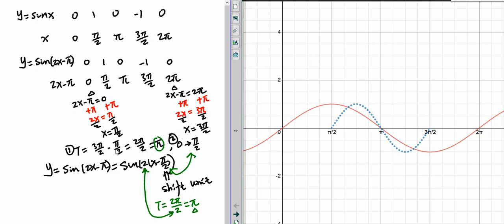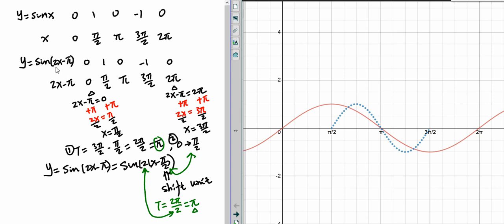3 pi over 2 minus pi over 2 is pi. So this function completes one period in just pi, this length. You see here is pi over 2, here is pi over 2, then added together is pi, and in between is pi. So basically, the period for sine 2x minus pi changes from 2 pi to pi.